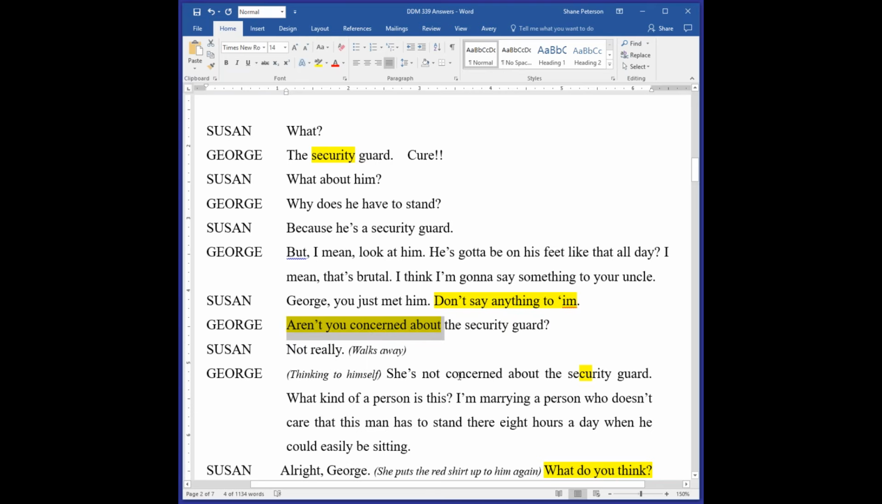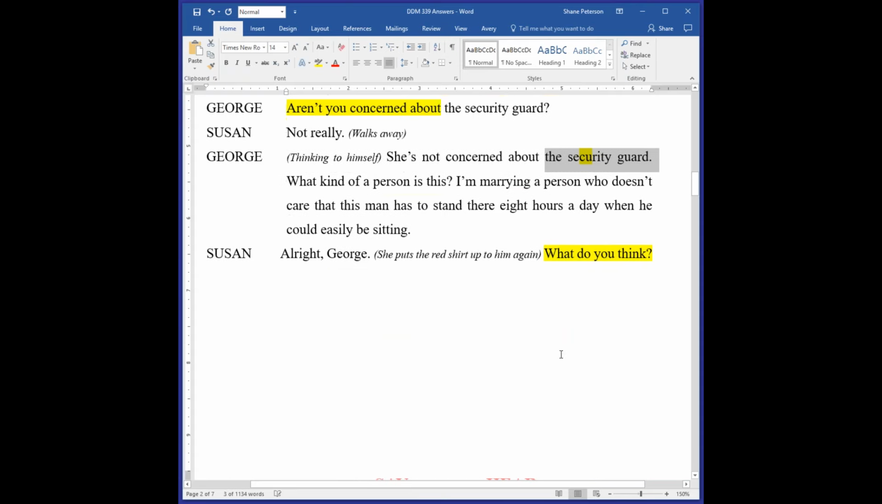This one, it was a little too fast, Everton. Aren't you concerned about the whole sentence? Aren't you concerned about the security guard? Aren't you concerned about the security guard? Very good. The security guard. Great job.